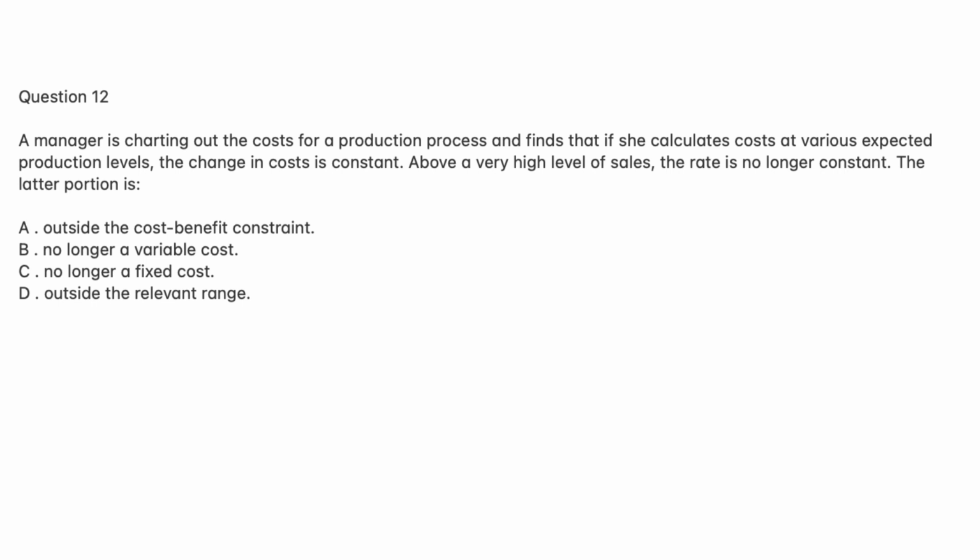Question 12. A manager is charting out the costs for a production process and finds that if she calculates costs at various expected production levels, the change in costs is constant. Above a very high level of sales, the rate is no longer constant. The latter portion is A. Outside the cost-benefit constraint. B. No longer a variable cost. C. No longer a fixed cost. D. Outside the relevant range.